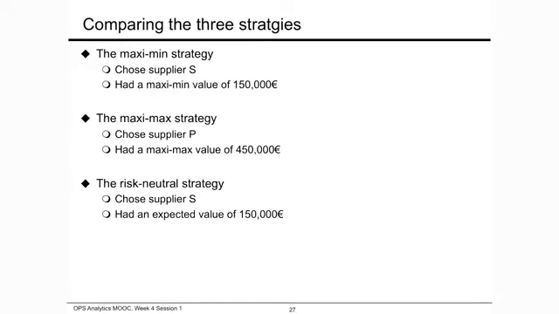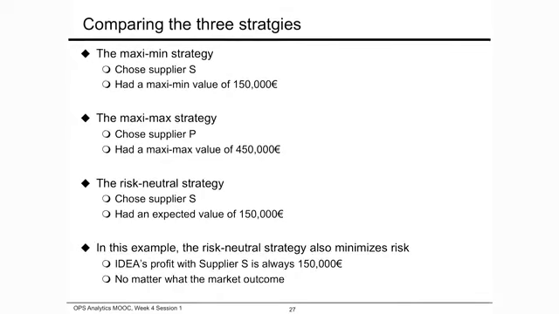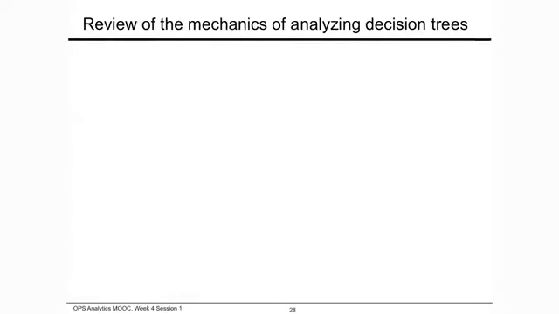Finally, the risk-neutral strategy was to choose supplier S. And again, it had an expected value of 150,000 euros. So you can see the maxi-min strategy and the risk-neutral strategy have the same value. That is, the expected value maximizing strategy is also a very safe strategy because it's also maximizing the minimum payout. We've completed the building and the analysis of the decision tree, and it's a good point to review the mechanics of what we do to analyze decision trees.